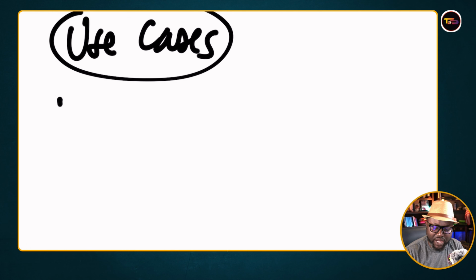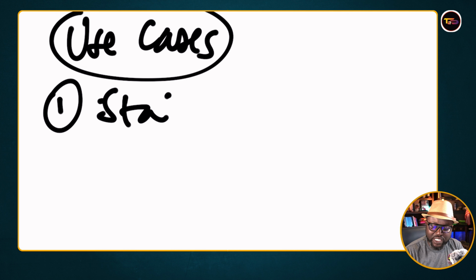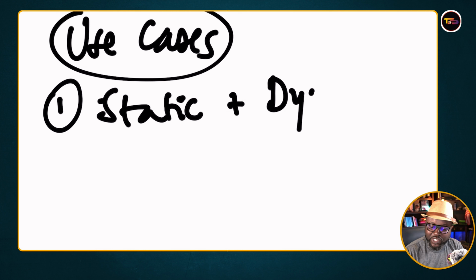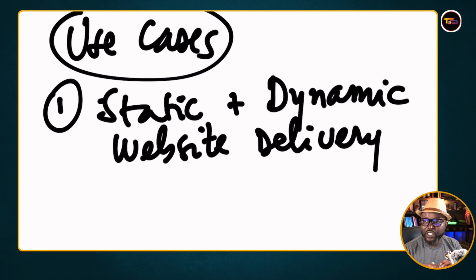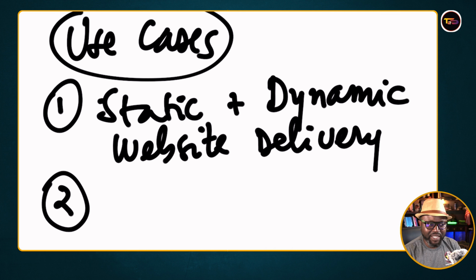But I'm just going to list a few here for the use cases. Number one, you can use it for static and, of course, dynamic website delivery. As I've mentioned, let's say it's a website, and on your website you offer products. People can go to that website, so you can use that. Static or dynamic content or websites, it depends on the kind of code that you have there.